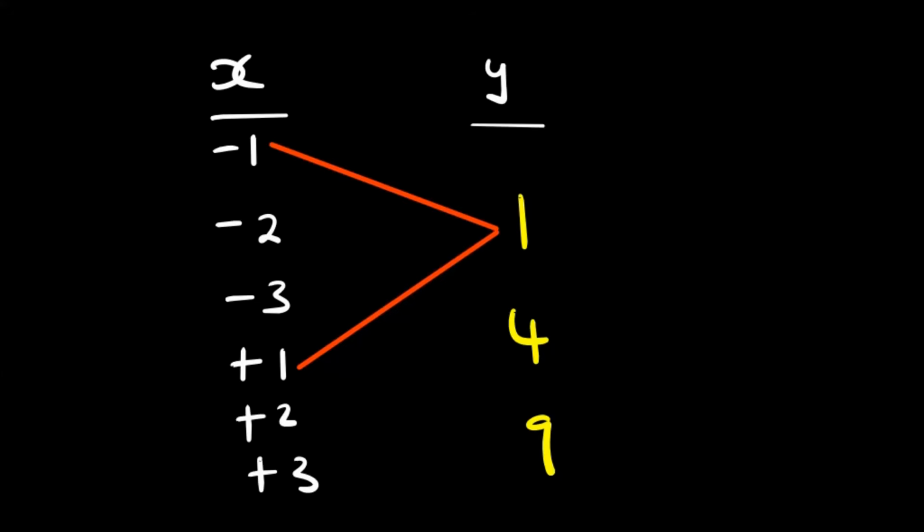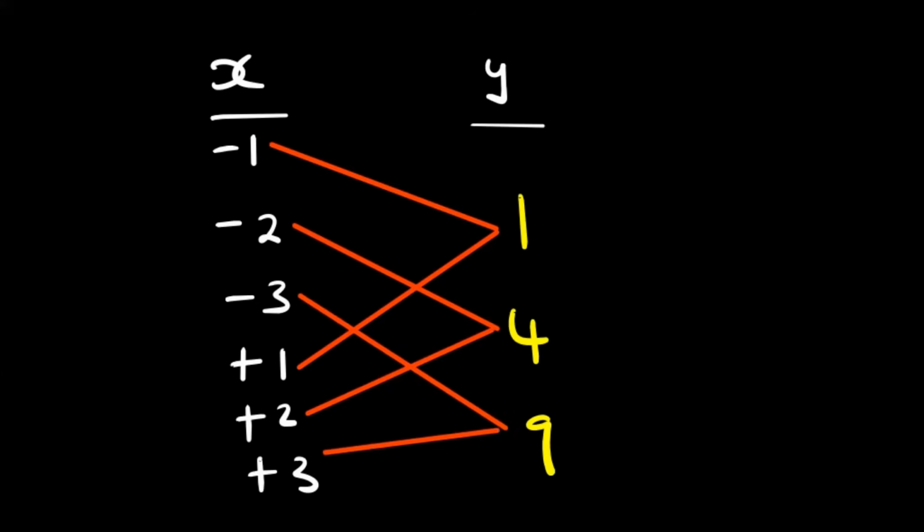Now when I square -2, it will give me 4. When I square +2, it will also give me 4. When I square -3, it will give me 9. When I square 3, also it will give me 9. So basically this is what we are talking about: two x values giving you one y value. Okay, basically that. So this is about relations.